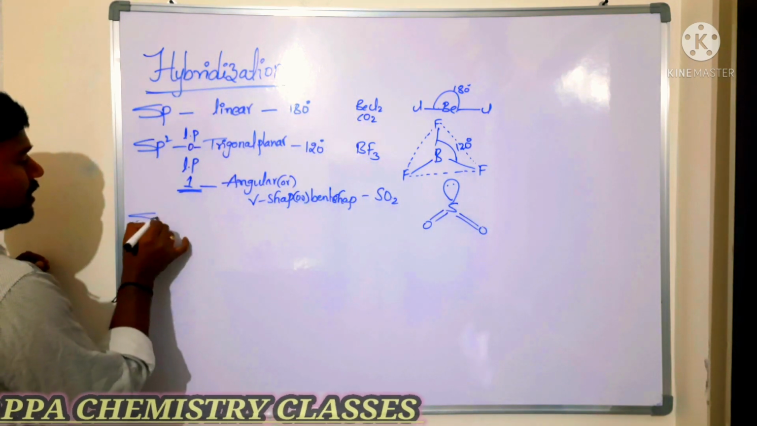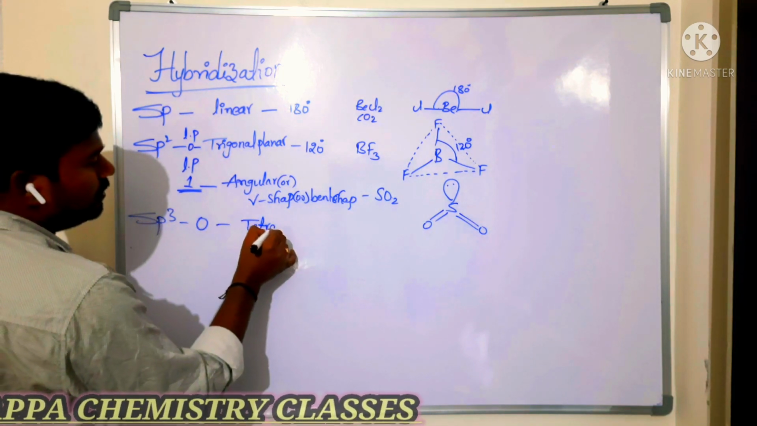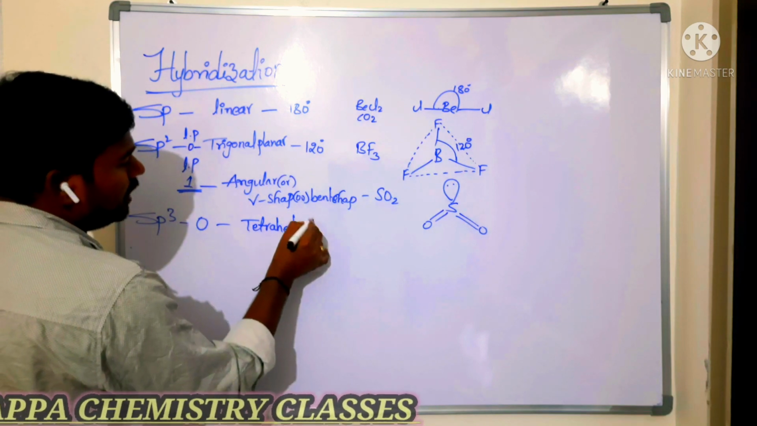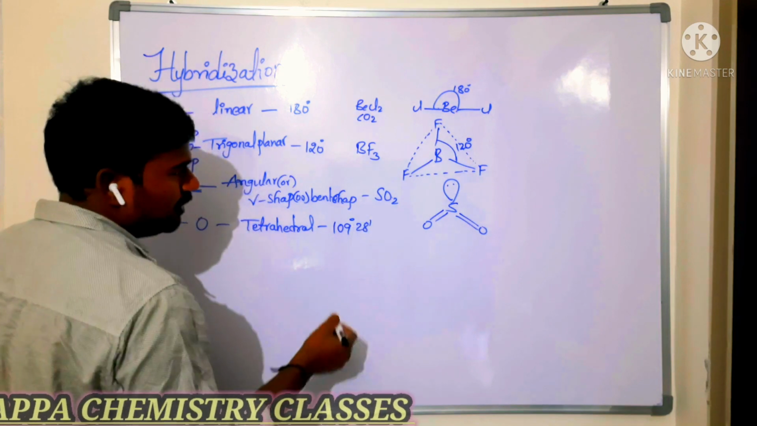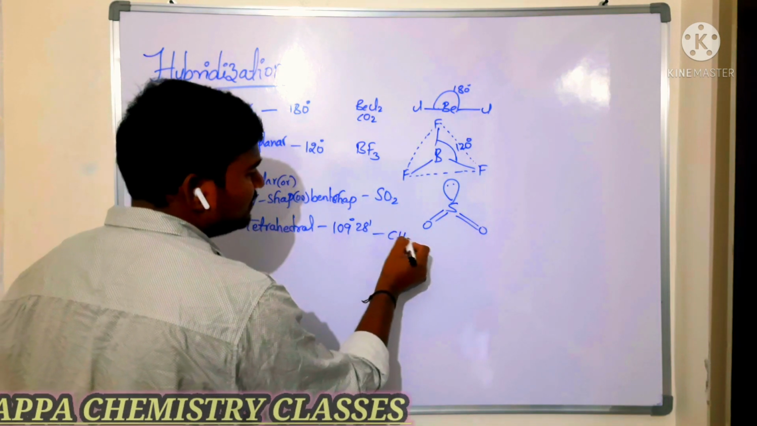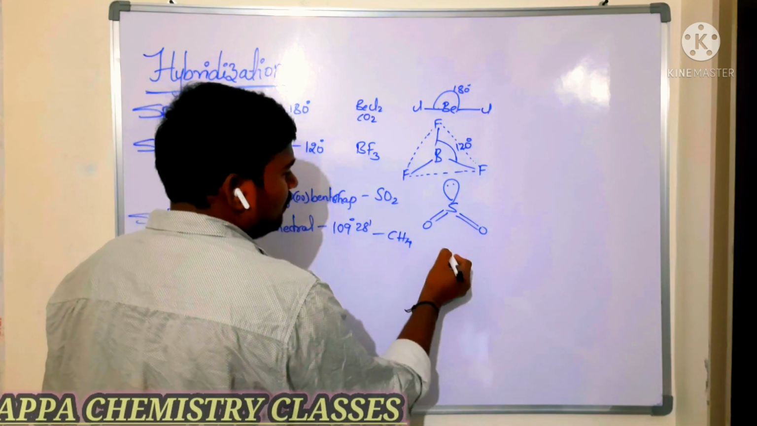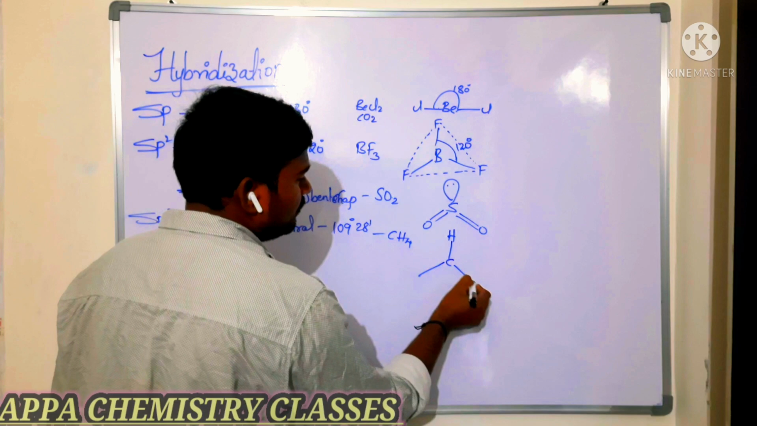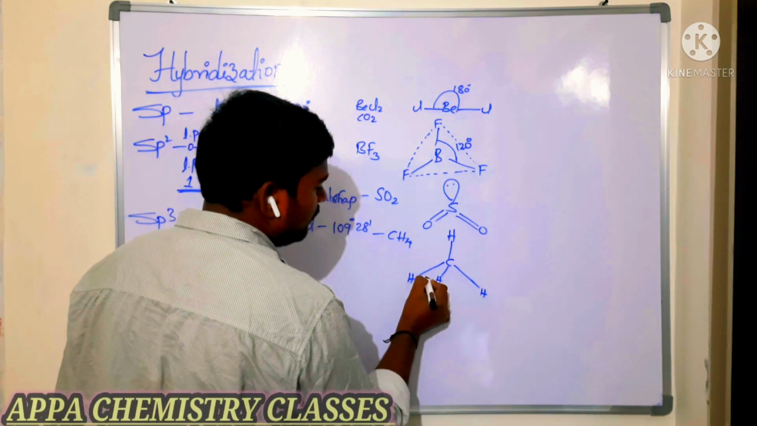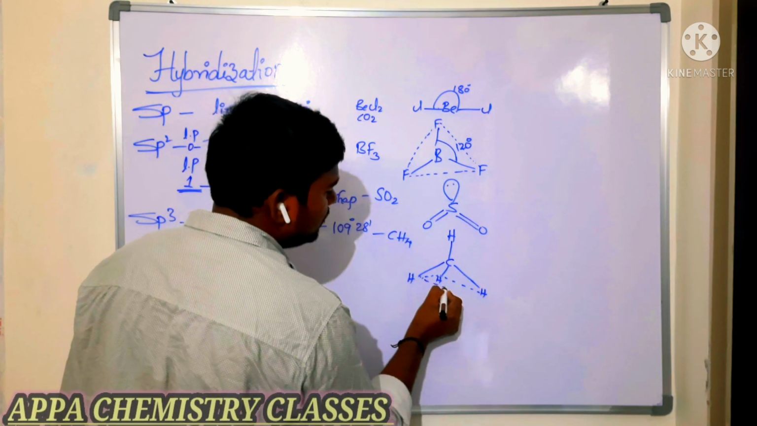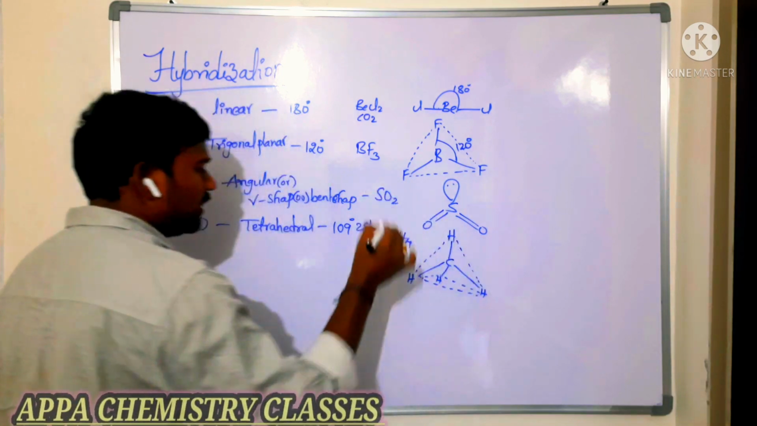Next one, sp3 hybridization with 0 lone pairs. So it is a tetrahedral molecule. The bond angle will be 109 degrees 28 minutes. Okay? What are the examples here? CH4, CCl4, you can take all of those. So in a tetrahedral molecule, it looks like this. This is a tetrahedral geometry.